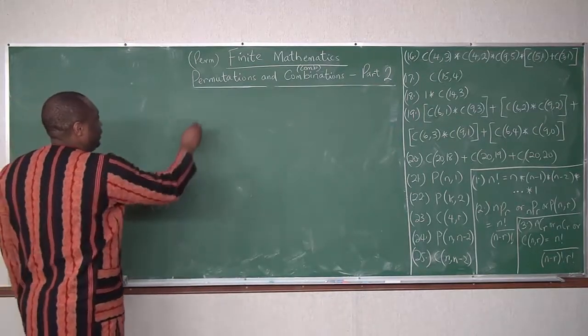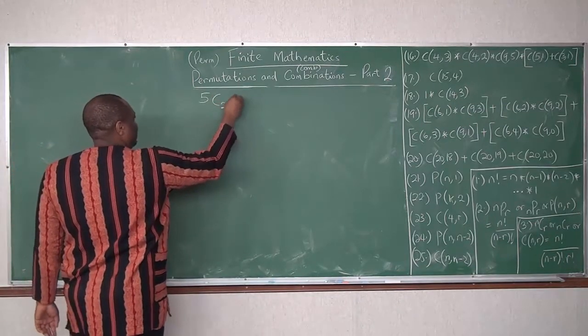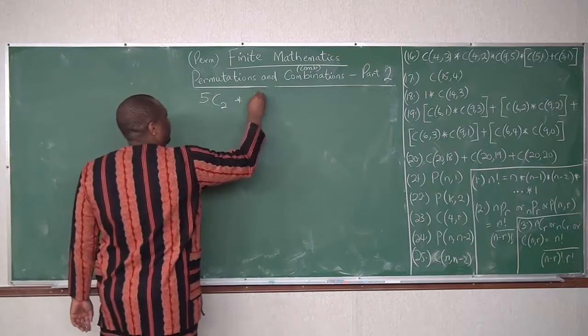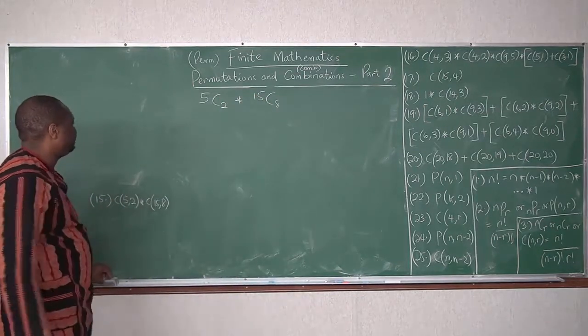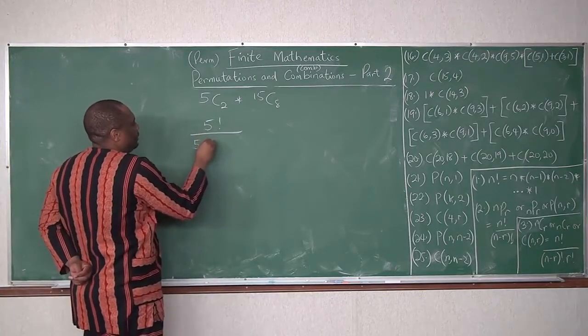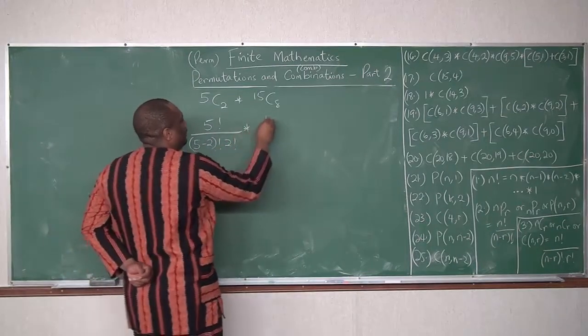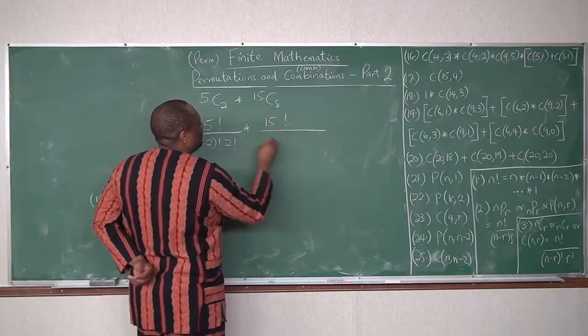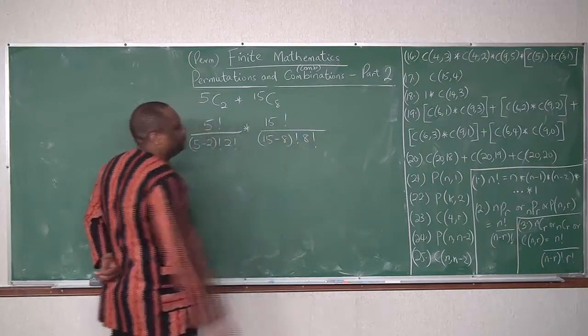Question 15, we have 5C2 times 15C8. That will be 5 factorial over (5 minus 2) factorial times 2 factorial, times 15 factorial over (15 minus 8) factorial times 8 factorial.